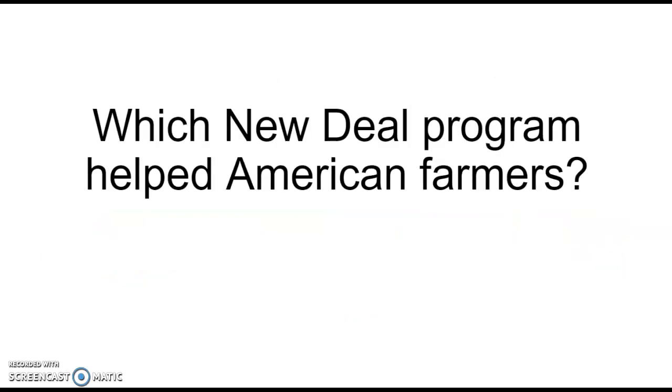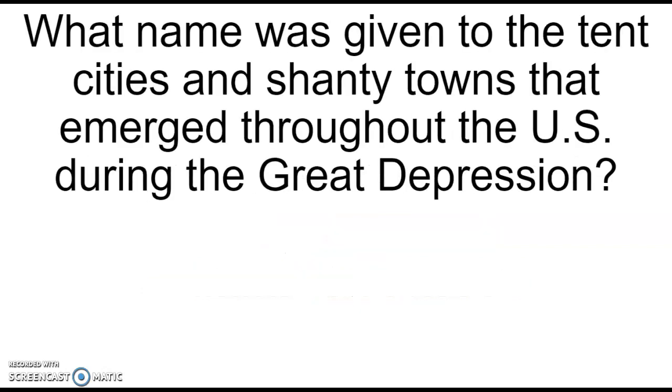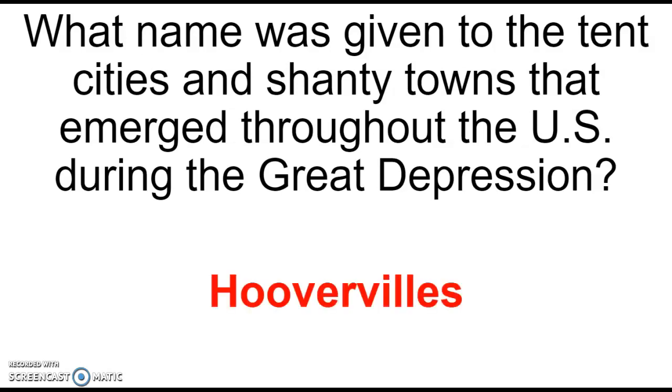Which New Deal program helped American farmers? The Agricultural Adjustment Act, AAA. What name was given to the tent cities and shanty towns that emerged throughout the U.S. during the Great Depression? They were named after the president who was in office when the stock market crashed, and that was President Hoover, and so those shanty towns were called Hoovervilles.